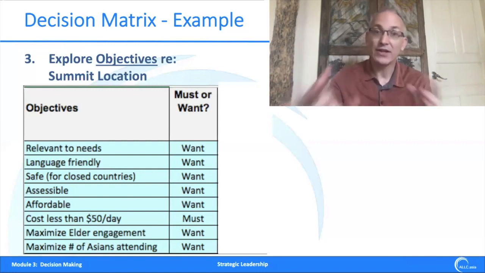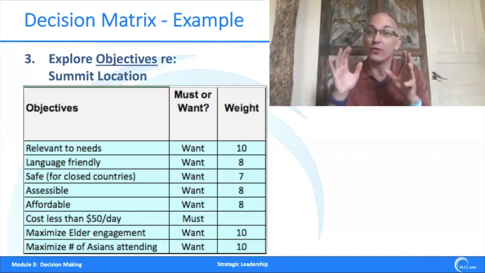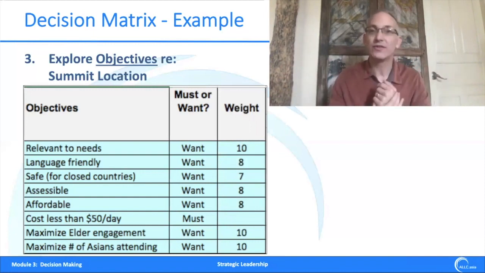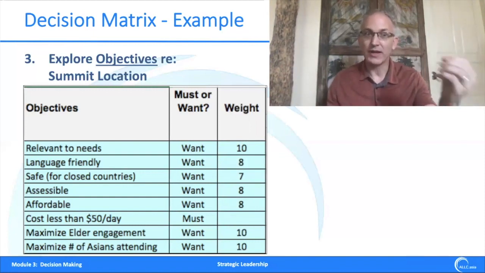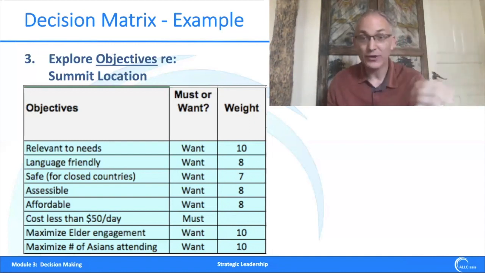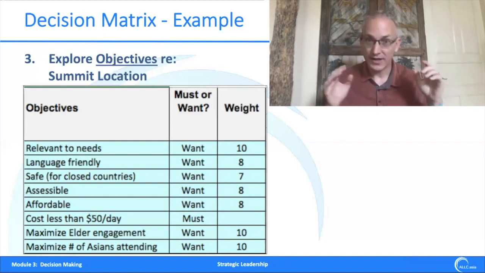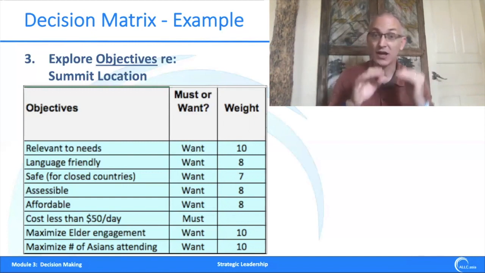And once you've done that and you have all your wants identified, then for the wants, you need to say which of these are the most important wants and start with the most important one and make it a 10. So in our case, we had 3 things we said were the absolute most important. Has to be relevant, has to maximize the number of elders who can come, and then maximize the number of Asians who can come. And then everything else was still important, but not quite as important, right?